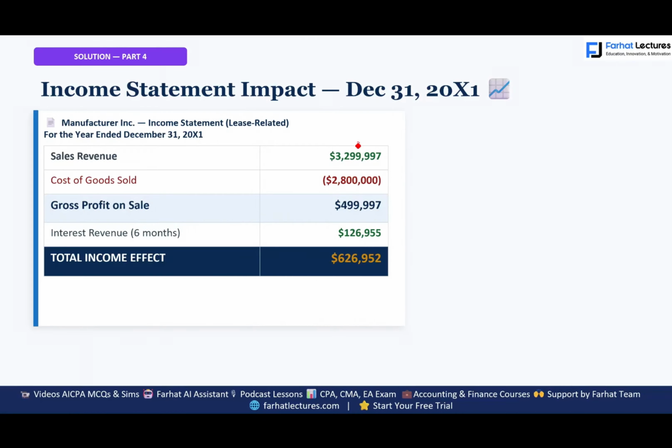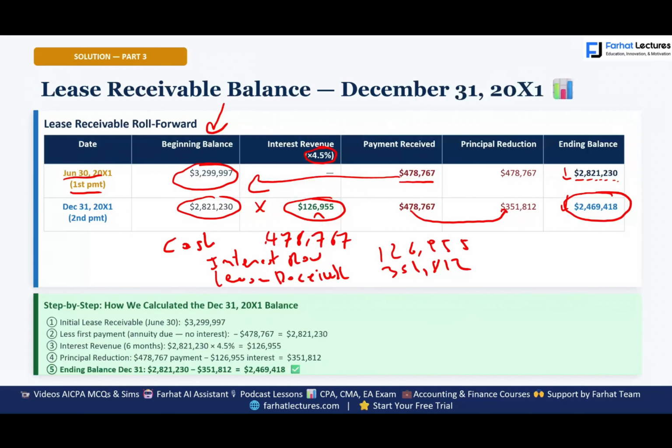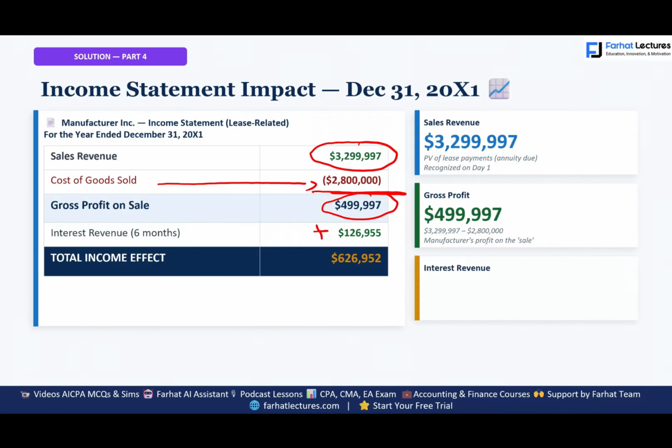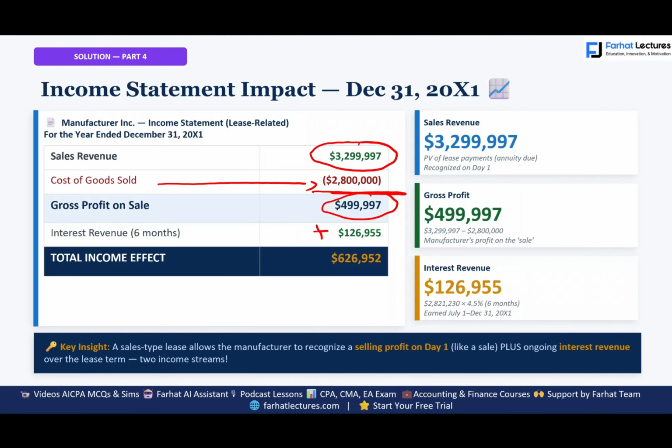They reported sales revenue of $3,299,997. They subtracted cost of goods sold on the income statement. They have approximately a gross profit of $500,000 that goes on the income statement, plus they earned $126,955, and that amount is from the interest that they earned on this lease. Therefore, the sales revenue is $3.3 million, the gross profit is approximately $500,000, and interest revenue is $126,000. And that's basically the impact on the income statement as of year one.